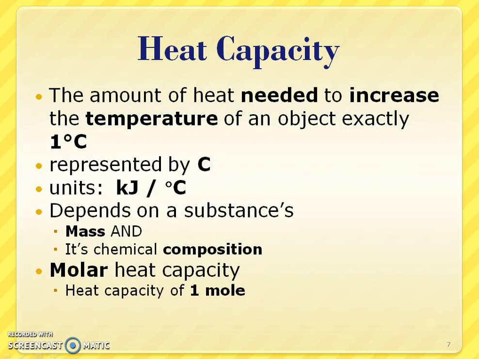So heat capacity is the amount of heat needed to increase the temperature of an object 1 degree Celsius. And it's labeled as C, or that's the symbol. The units are kilojoules per degree Celsius. And it's going to depend on the mass and the chemical composition of that substance. So we want to remember that this is considered molar heat capacity. So heat capacity is per mole.